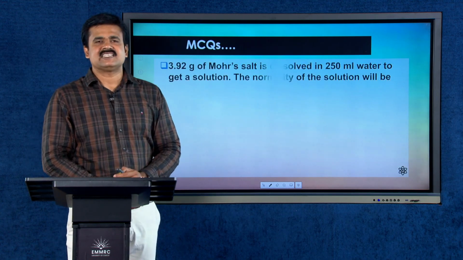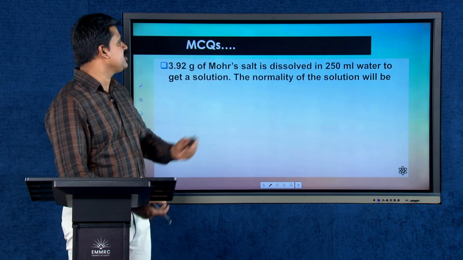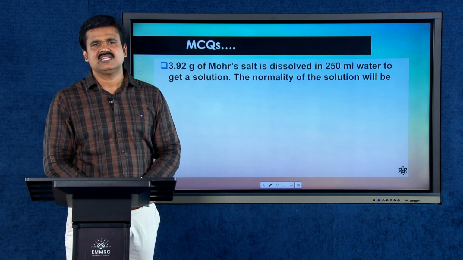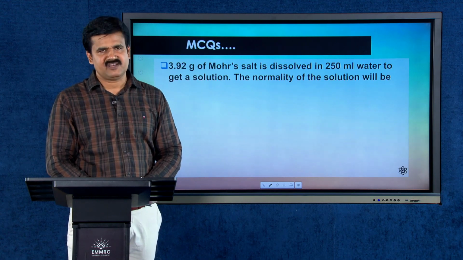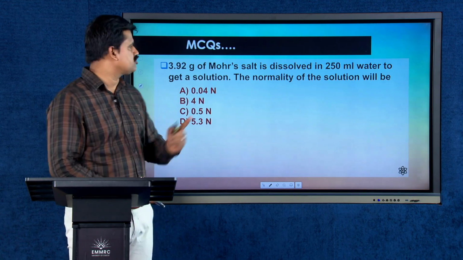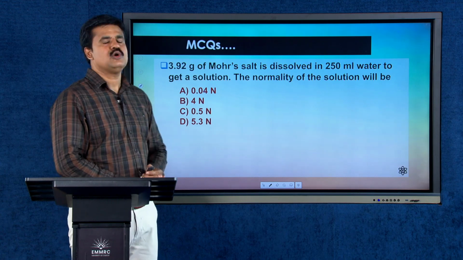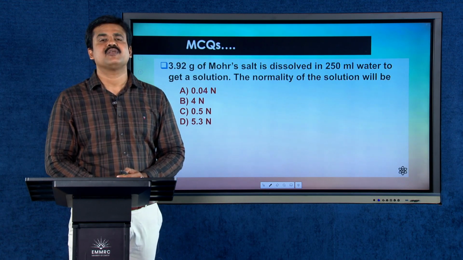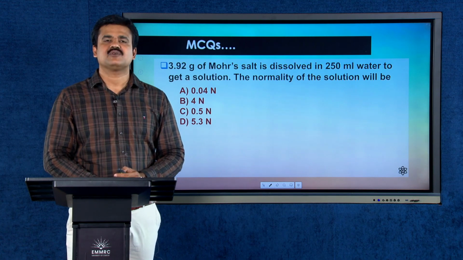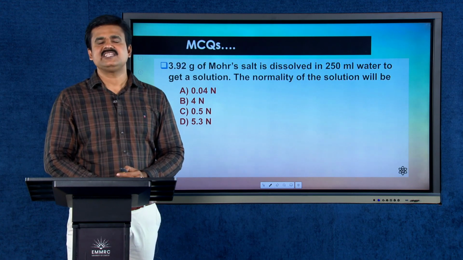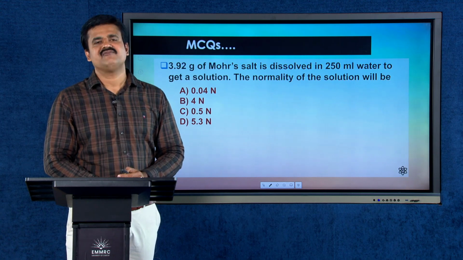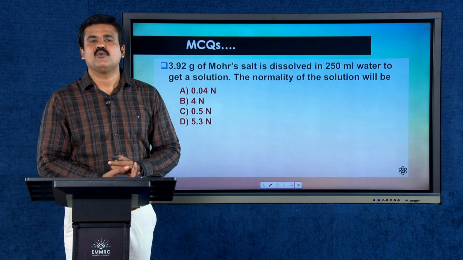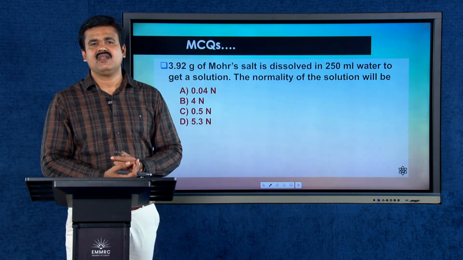Now, this is the last problem. 3.92 gram of Mohr's salt is dissolved in 250 ml of water to get a solution. The normality of the solution will be. These are the options. Option A 0.04 normal, option B 4 normal, option C 0.5 normal, and option D 5.3 normal. You have to calculate the normality. Normality of a solution is given by the equation weight per liter divided by equivalent weight. 3.92 gram of Mohr's salt is dissolved in 250 ml water.